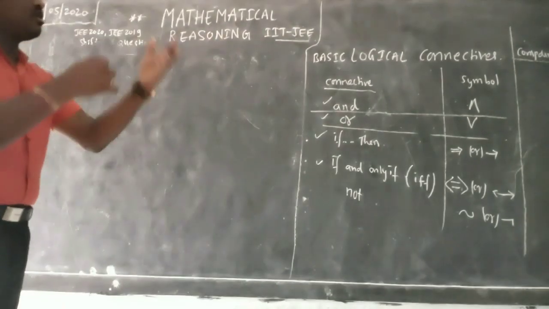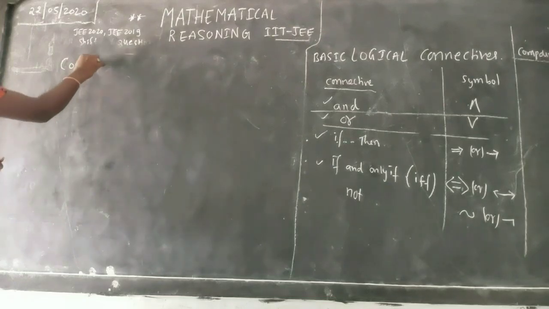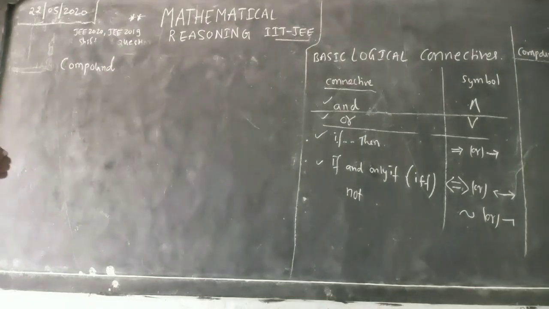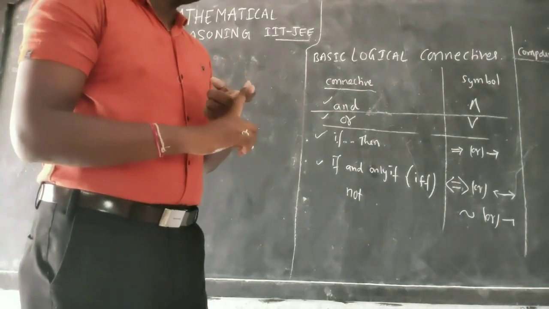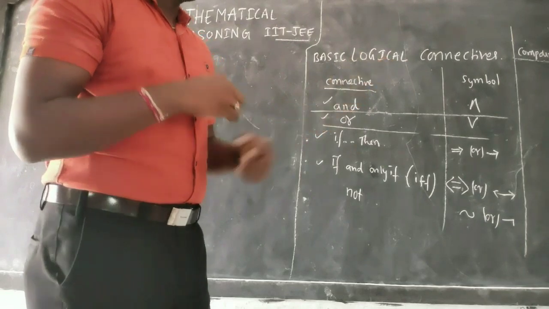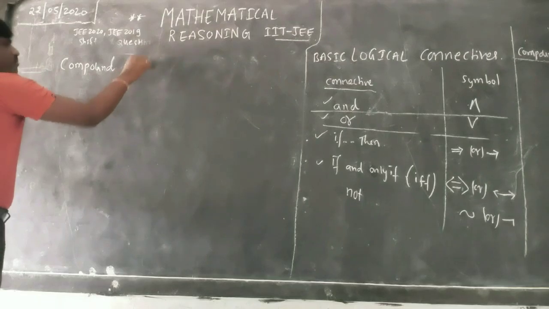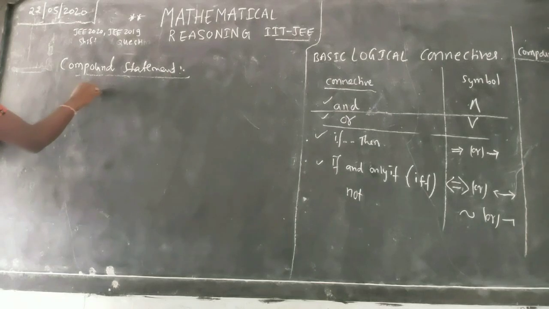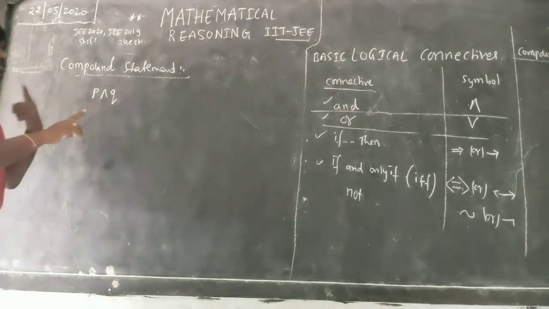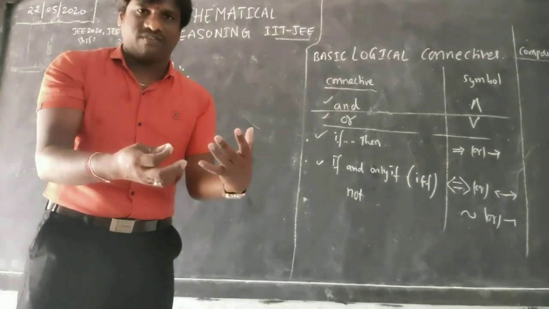So let us go to the compound statement. What is a compound statement? A compound statement is formed by connecting two statements. If I connect a statement with another statement, P and Q, with the and symbol, that is called a compound statement. Then what are the truth values? What is the truth table of this?